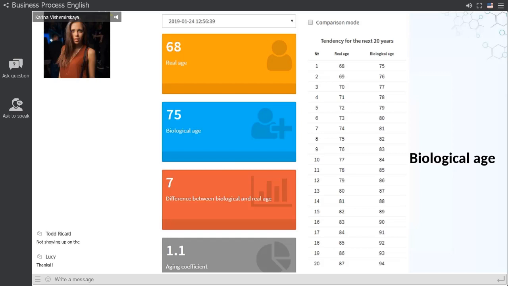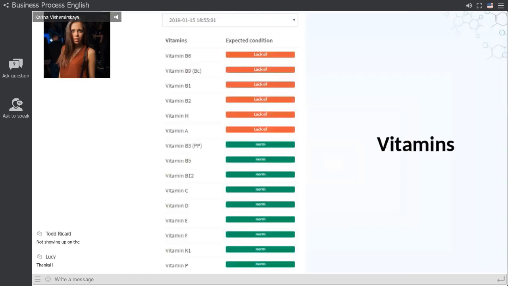And you can see it by talking to the person, by looking at the person. The next page is vitamins. So on this page, we can see the vitamins deficiency. All the vitamins which we have lack of, they are described above, and the other vitamins are more down. So basically, it's very easy.